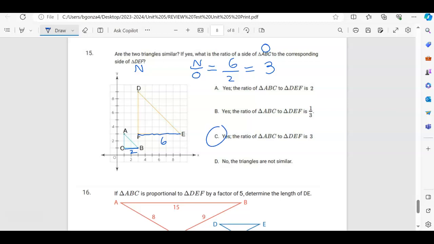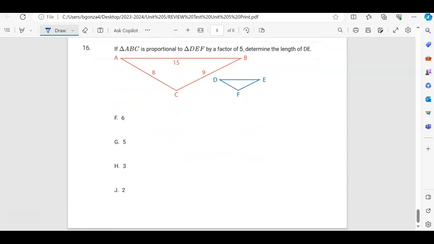Cool. Last but not least, if they're proportional, similar, by a factor of 5, determine the length of DE. So DE is smaller. If I want to know this one, I want to take this one. Okay, 15 by a factor of 5, divided by 5, you get 3. Bada boom, bada bing. All right, so that is our review.